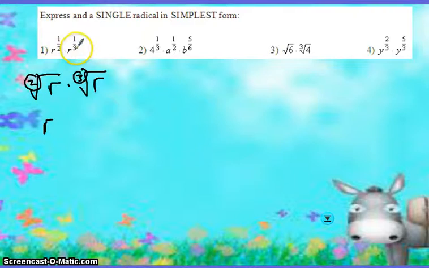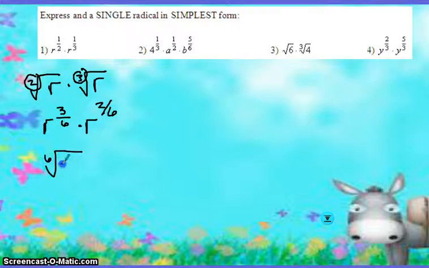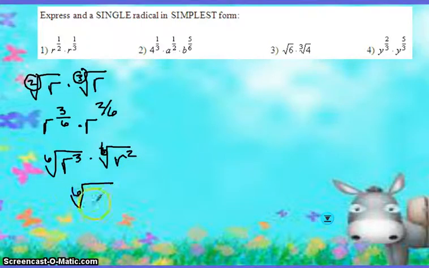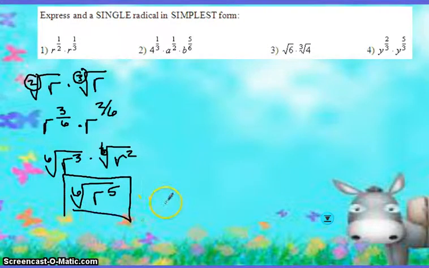The common denominator between 2 and 3 is 6, so we are going to write this first fraction as 3/6 and this second fraction as 2/6. Then it becomes easy to multiply. These are both 6th roots. The first one is r cubed. The second one is r squared. So this would become the 6th root of r to the 5th. You cannot reduce it from there, so it would say the 6th root of r to the 5th.